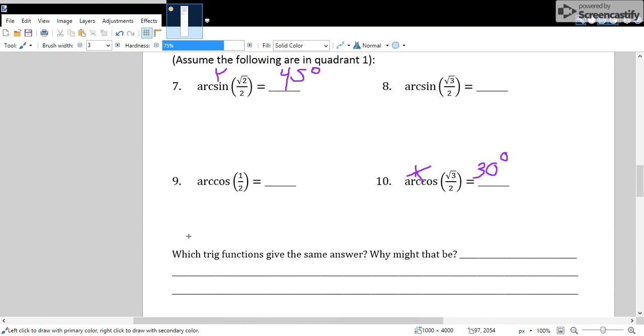So at the end, you're going to tell me which trig functions give you the same answer. Why might that be? Explain that in complete sentences. Finish the rest of this worksheet on your own or with a partner.